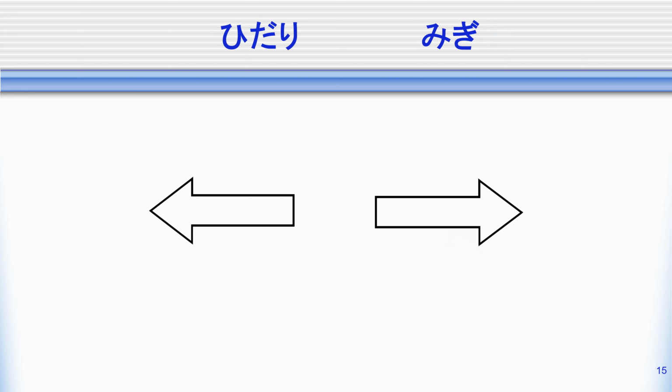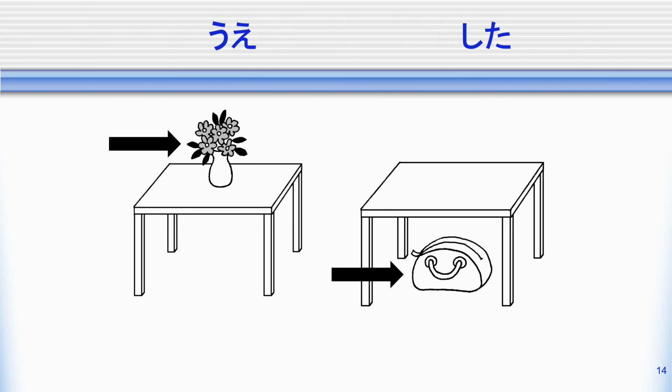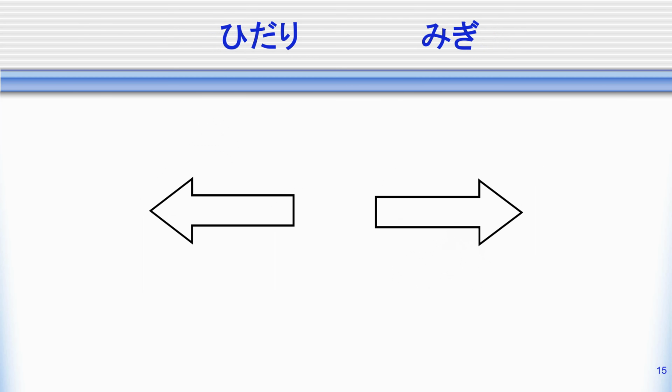The next location words are hidari and migi. Hidari means left and migi means right. So hidari, migi. So the location words we have so far are ue, shita, hidari, migi.